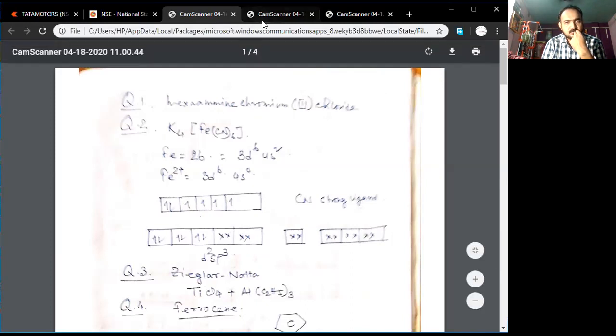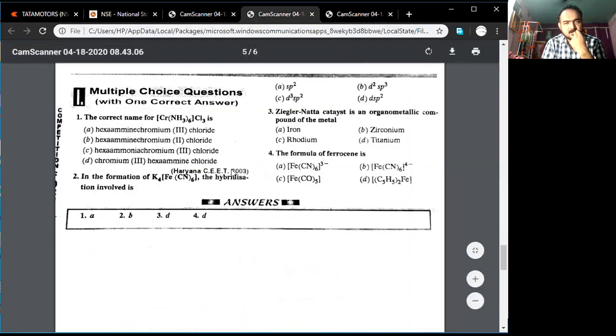So now we see whether d2sp3 is present here or not. Yes, option B is correct. d2sp3 hybridization is there, so this is the correct answer. We can match the answer, as B is the correct option.